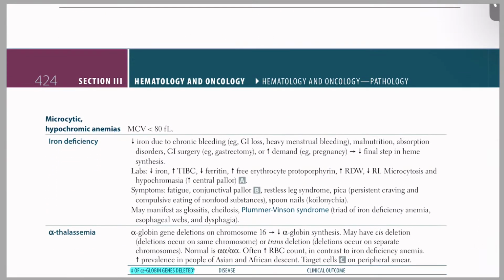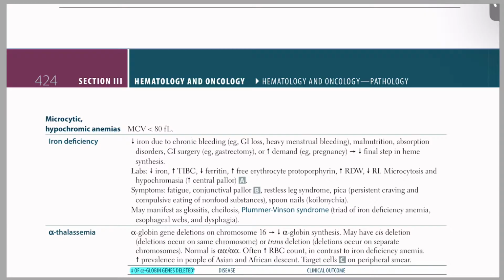Microcytic hypochromic anemia, MCV less than 80 femtoliters. Iron deficiency: decreased iron due to chronic bleeding, that is GI loss, heavy menstrual bleeding, malnutrition, absorption disorders, GI surgery, that is gastrectomy, or increased demand, that is pregnancy, leads to decreased final step in heme synthesis. Labs: decreased iron, increased TIBC, decreased ferritin, increased free erythrocyte protoporphyrin, increased RDW, decreased RI.